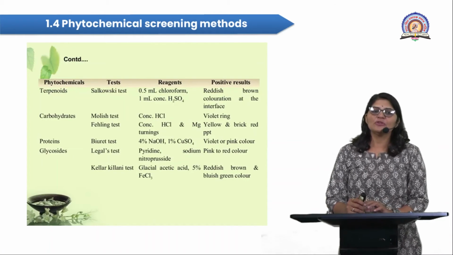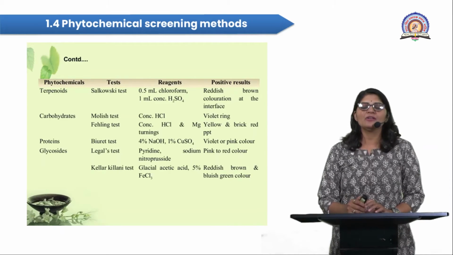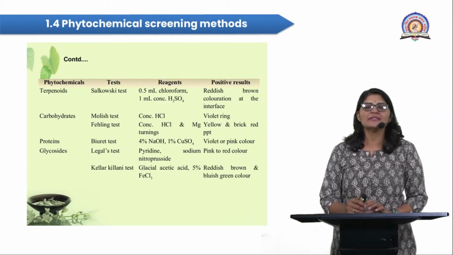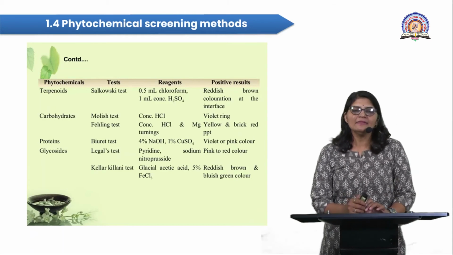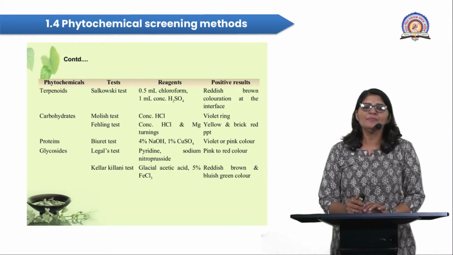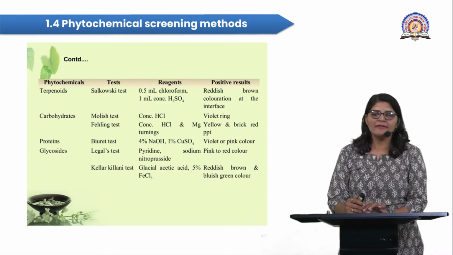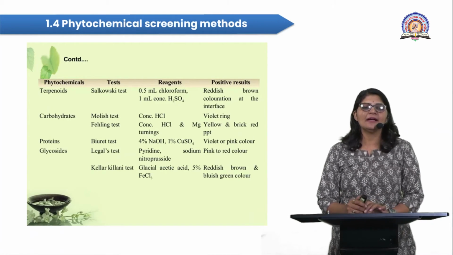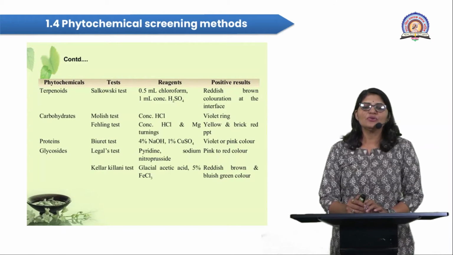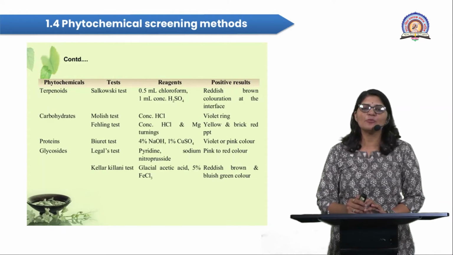Then for the detection of phytochemical like terpenoid, the Salkowski test was used. The 0.5 ml chloroform; a reddish brown coloration at the interface shows the presence of terpenoids within the crude plant extract. Then for the detection of carbohydrate, the Molisch and Fehling tests were performed. With concentrated HCl, a violet ring appears in the middle, indicating the presence of carbohydrate within that sample. Then concentrated HCl along with magnesium was used. Then yellowish and blackish red color precipitation was found. It indicates the presence of carbohydrate within that crude drug.